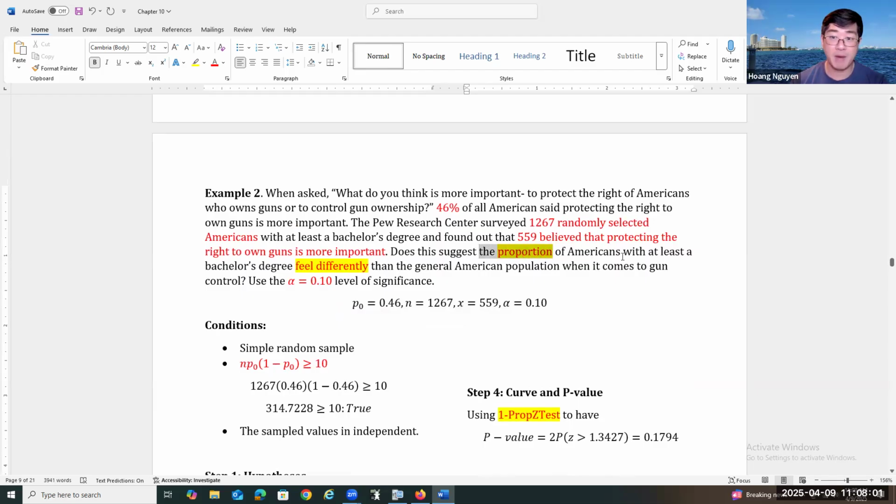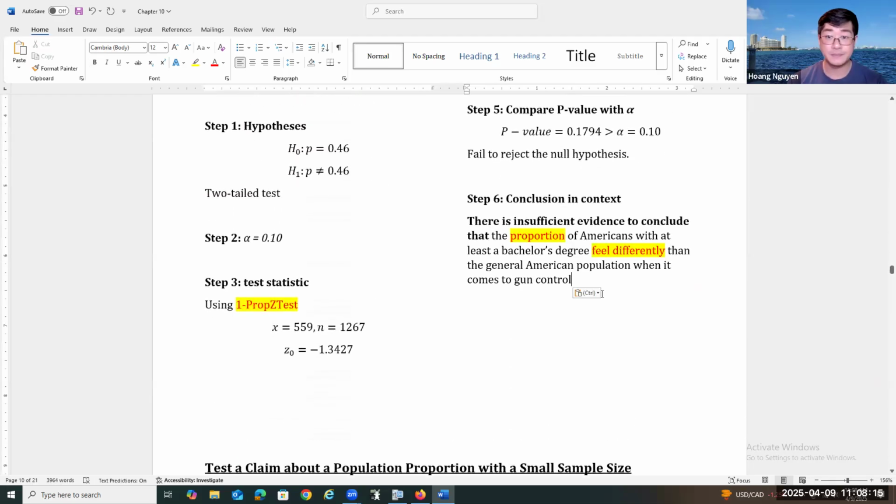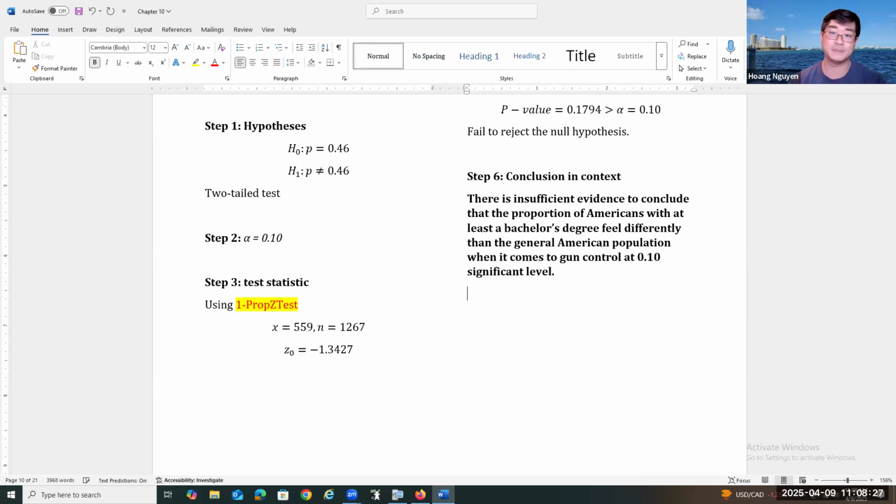that the proportion of Americans with at least a bachelor's degree feel differently than the general American population when it comes to gun control. Okay, so we just copy the alternative hypothesis. And if you want to make it more detailed, you can say at the 0.10 significance level.